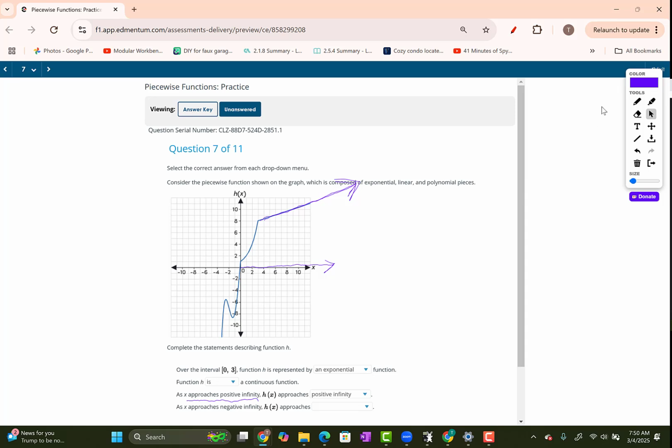And then finally, as x approaches negative infinity. So obviously, as x approaches negative infinity means we're moving to the left, because the x values are getting smaller and smaller and smaller. So as this graph is moving to the left, it's going to continue to go to the left, and it's obviously going down forever. So as x gets smaller, so does y. So as x approaches negative infinity, y also approaches negative infinity.